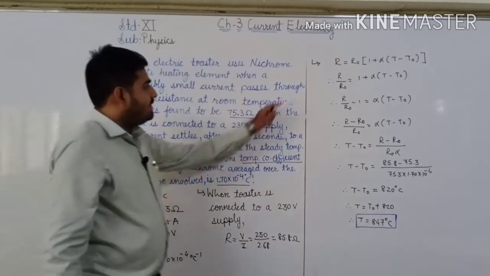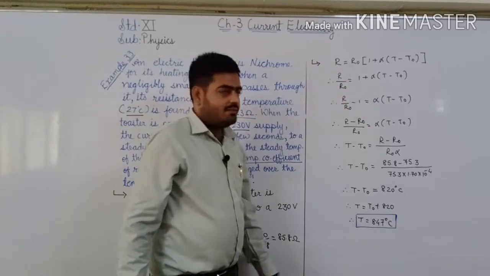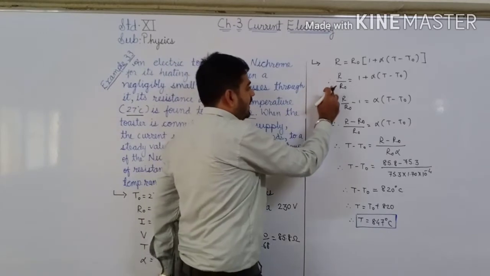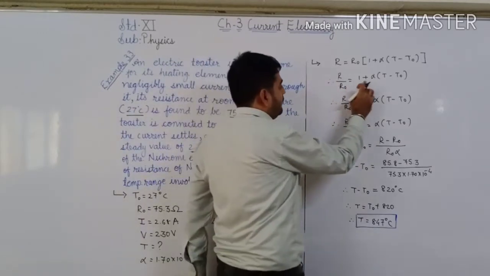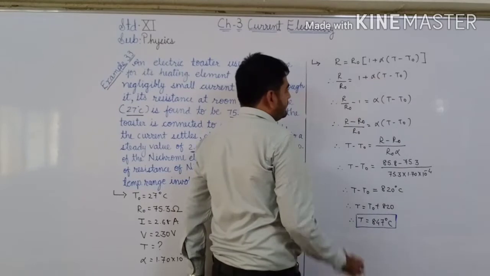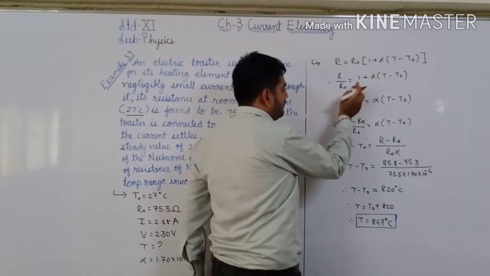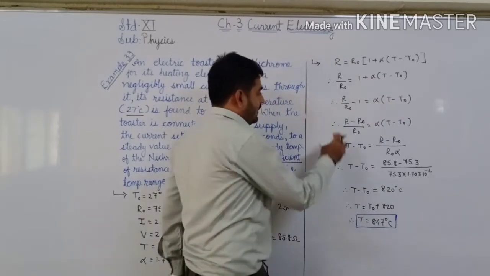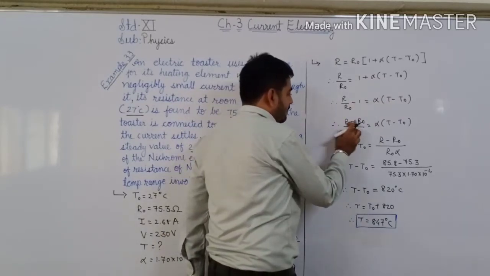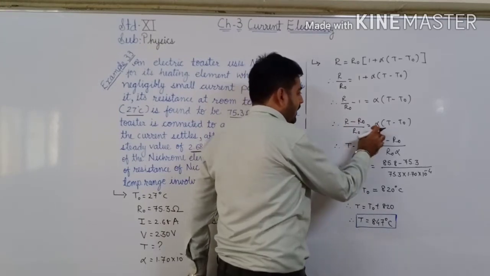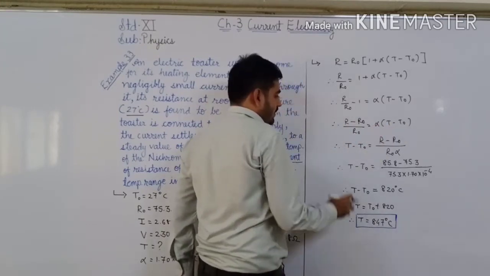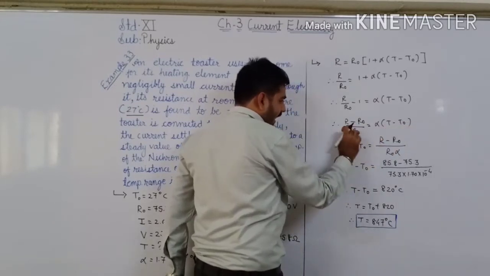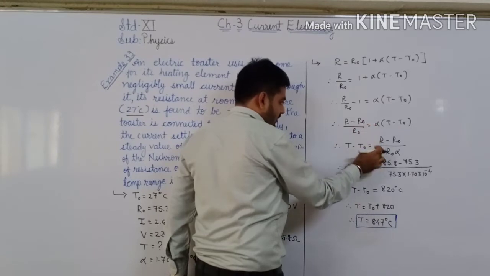So the value of R is available to us, R naught is given. What we have to find? Temperature T. So from this, R by R naught is equal to 1 plus alpha into T minus T naught. Therefore R by R naught minus 1 is equal to alpha into T minus T naught. If we take LCM, then it can be written as R minus R naught upon R naught is equal to alpha into T minus T naught. From this, if we make T minus T naught the subject, then T minus T naught is equal to R minus R naught upon R naught alpha.